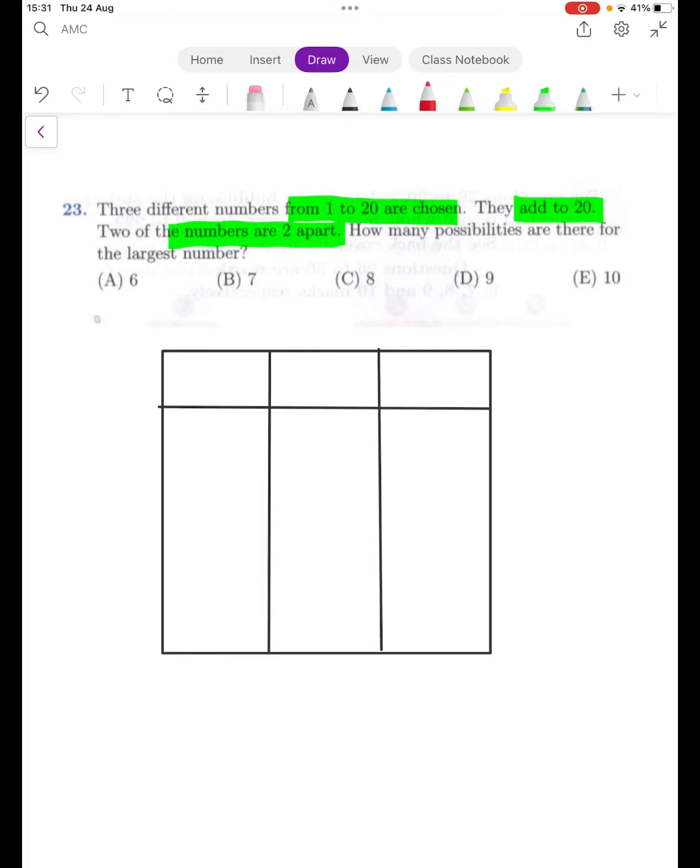Now, I did make a table here to help us determine these 3 numbers. As we are choosing 3 different numbers from 1 to 20, and 2 of those numbers are 2 apart, whatever number is here, let's call this number A, the other one has to be 2 more. We could have used 2 less as well, but I'm using 2 more, so they are 2 apart. The next number can be anything, but the total has to be 20. Now let's see the different possibilities.